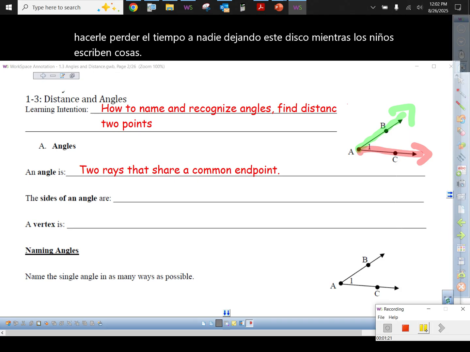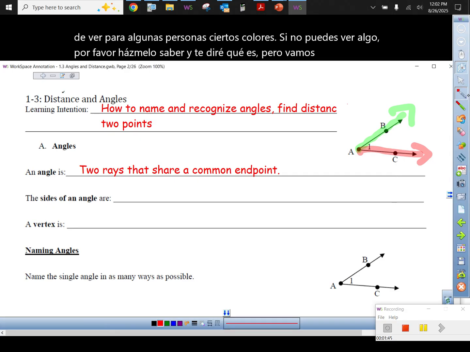Would you grab a highlighter? Do you see how I highlighted? I have a green ray right here. I don't care what color you choose. Just pick a color, and then highlight the other one a different color. What I'm also learning is this TV is very hard for some people to see certain colors. If you can't see something, please let me know and I will tell you what it is. But we're going to highlight them one color each. And I need your help.